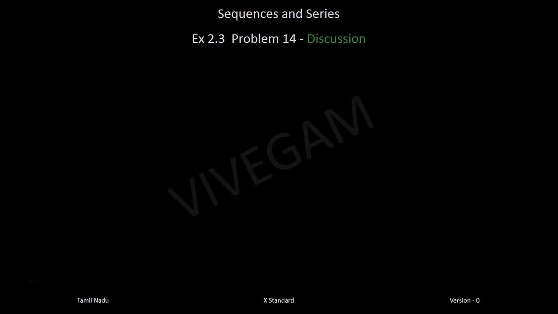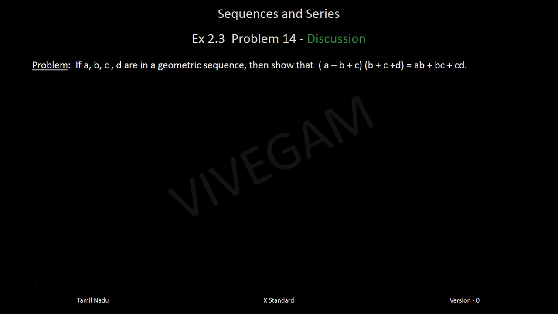Problem 14 discussion. If A, B, C, D are in a geometric sequence, then show that (A minus B plus C) into (B plus C plus D) equals AB plus BC plus CD. Okay, it is a little tricky problem, but let's mark what is given.